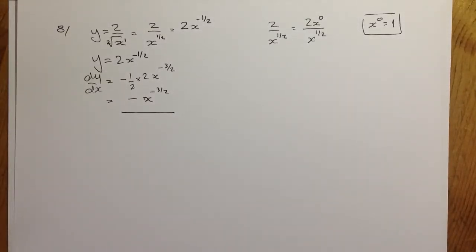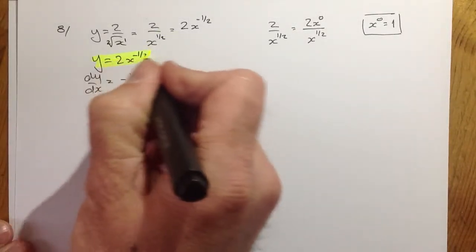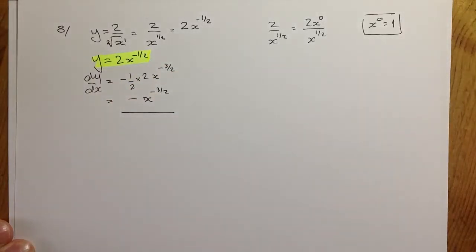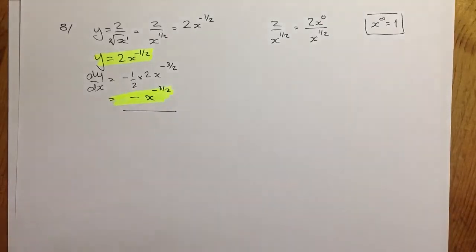Now the way this is going to be marked, it's going to get 2 marks for question 8. The first mark is going to be when it is prepared correctly and ready for differentiation. And the final mark when we differentiate it correctly. 2 marks, okay?